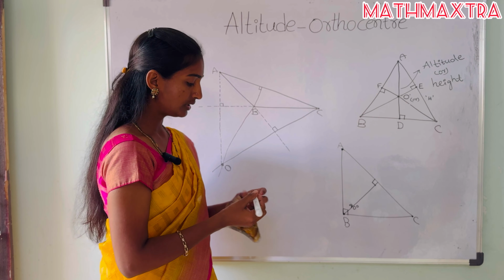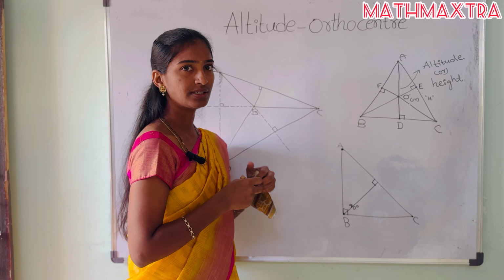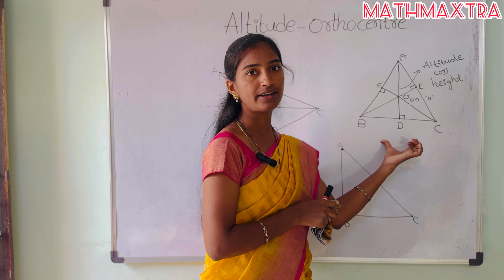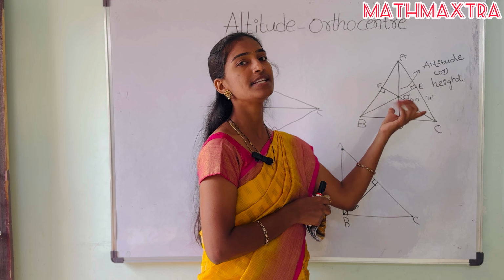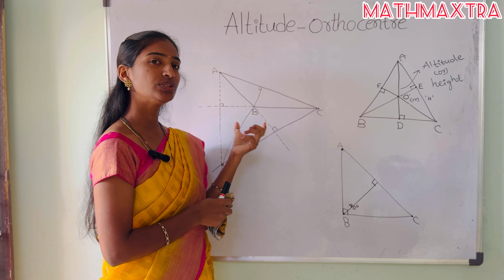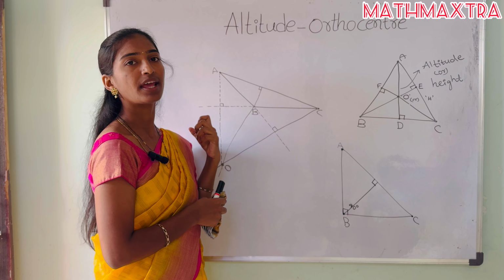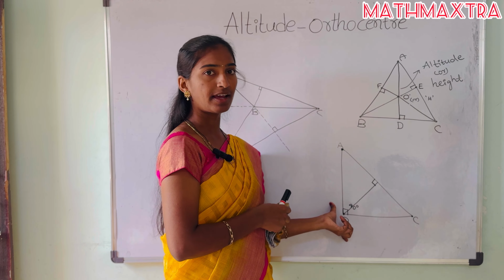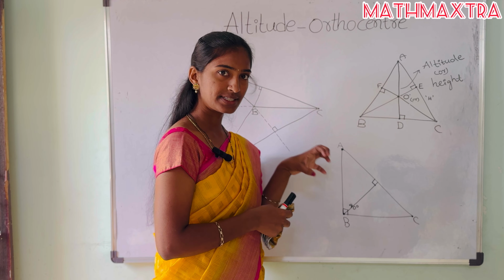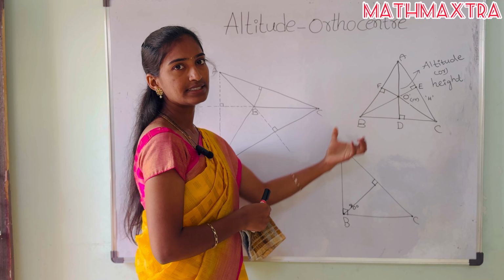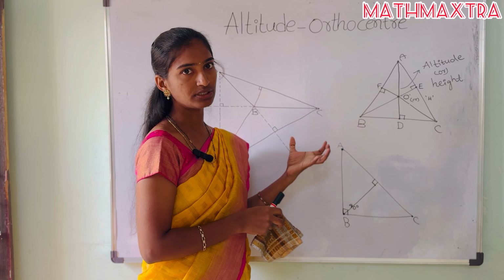So these are the three properties. What is the first property? If you consider an acute angle triangle, the orthocenter is always inside the triangle. When you consider an obtuse angle triangle, the orthocenter is always exterior of a triangle. When you consider a right angle triangle, the orthocenter always lies on the triangle at the vertex at the right angle. So these are the three cases we have seen in the case of orthocenter.